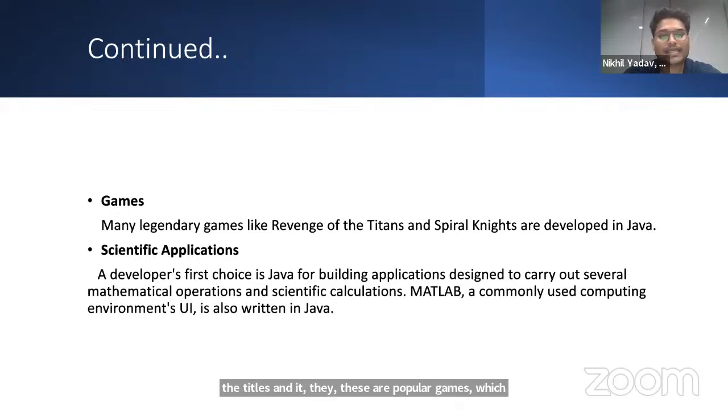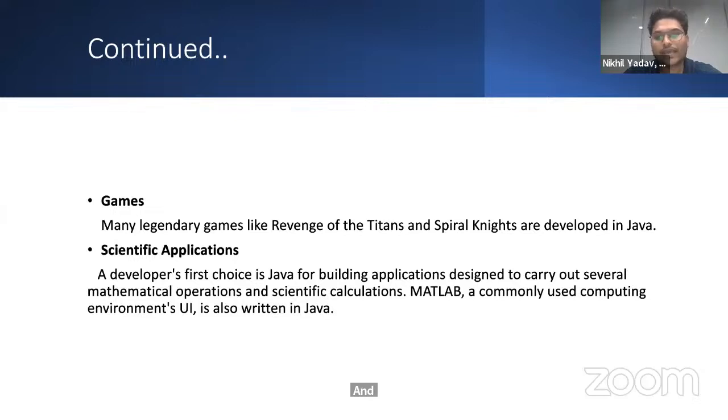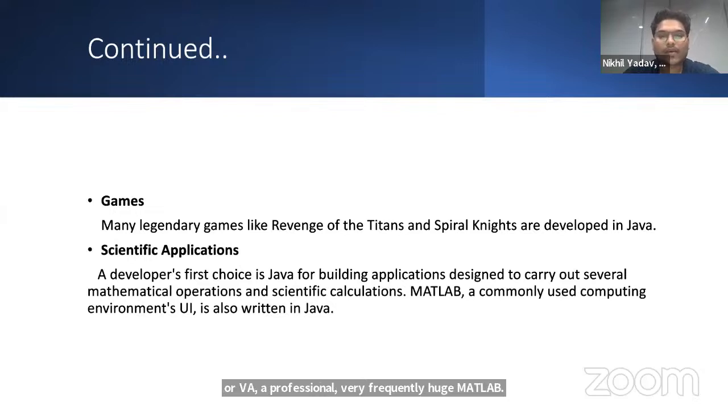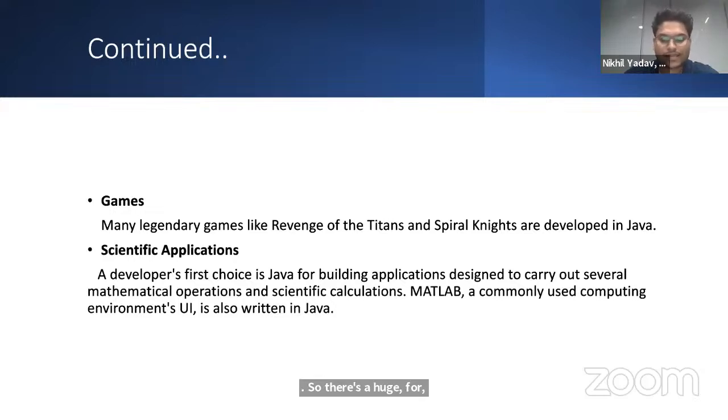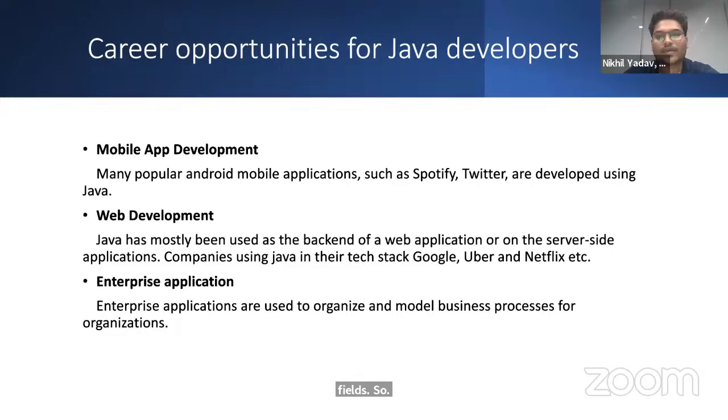And scientific applications: as a student or as a professional, we very frequently use MATLAB. We have used MATLAB in graphic design or in AutoCAD. MATLAB is very frequently used, and this scientific application is developed in Java. That is the popularity and huge usability of Java in this sector. So there is a huge scope for Java developers in these fields. These are the career opportunities for Java developers.